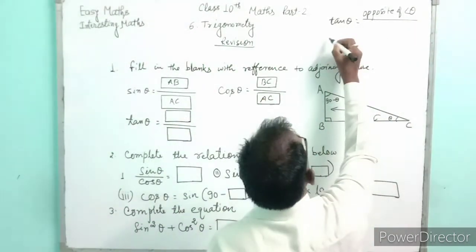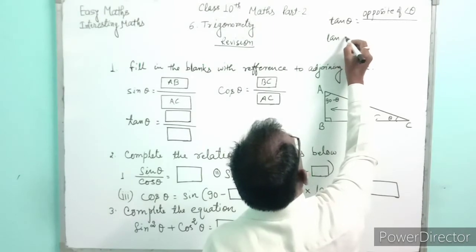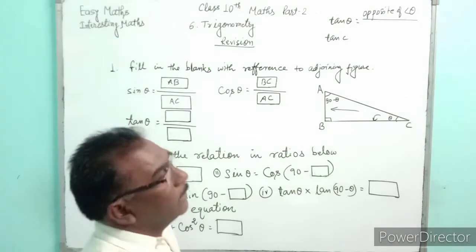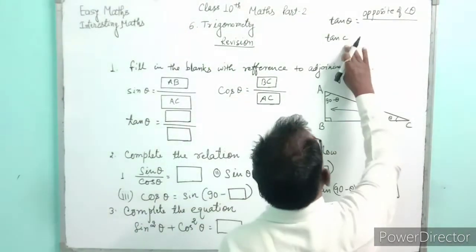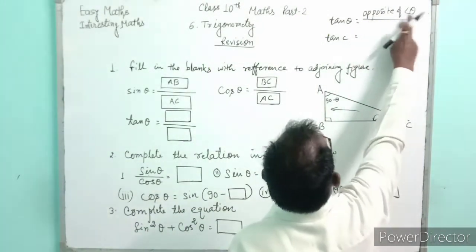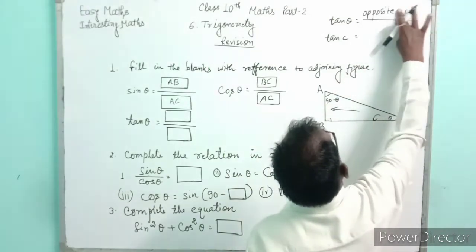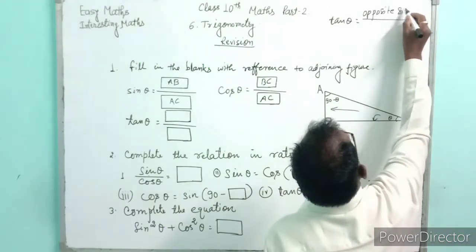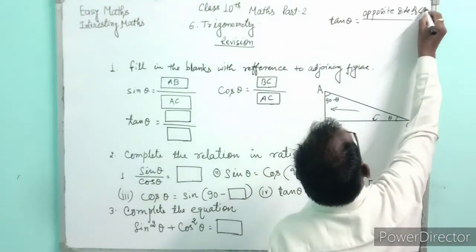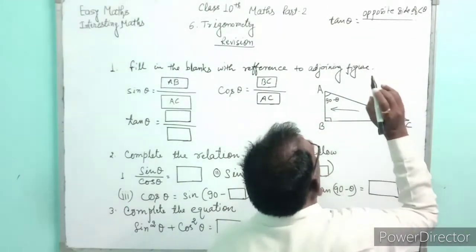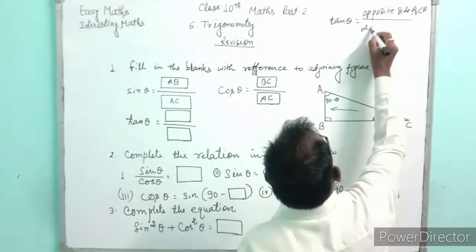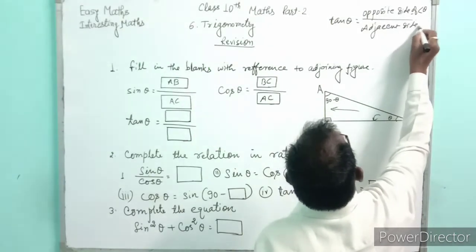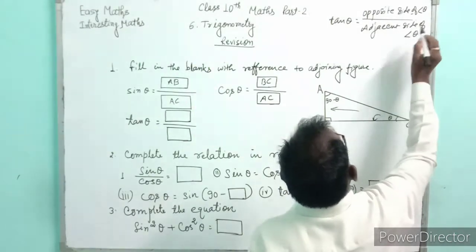If we write tan C, meaning the trigonometric tangent ratio of angle C, then we have to write the opposite side of angle C. So we write here the opposite side of angle theta divided by the adjacent side, the adjacent side of angle theta.